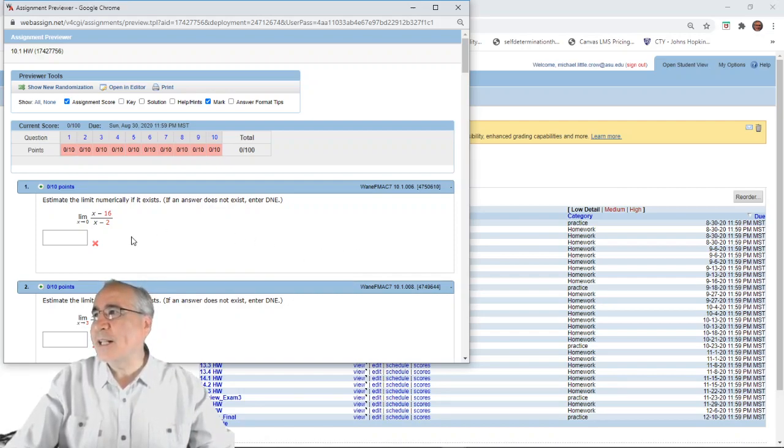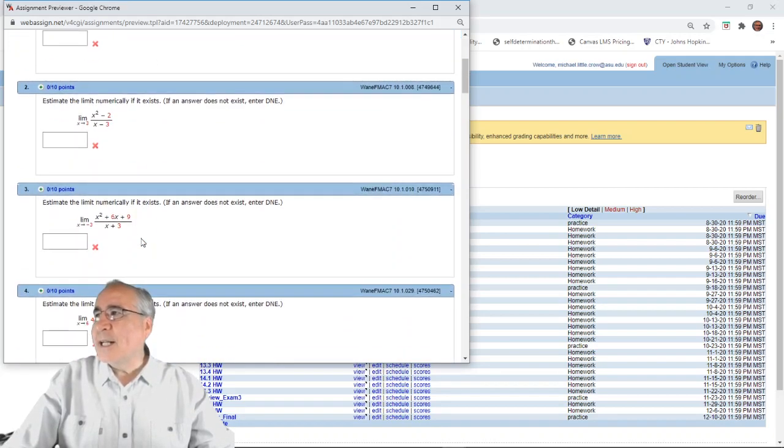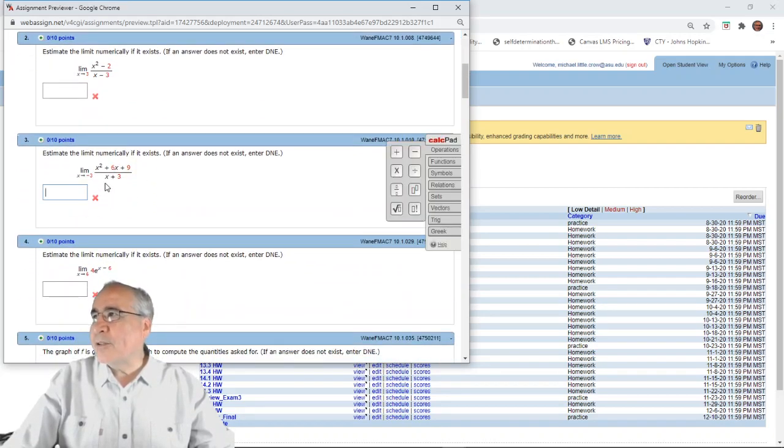but I'll tell you, life is a lot nicer when you're not procrastinating. Okay, so you'll get some limits like this with rational functions. You'll enter in the values again here. This one looks like it's going to diverge, right? Estimate the limit numerically.